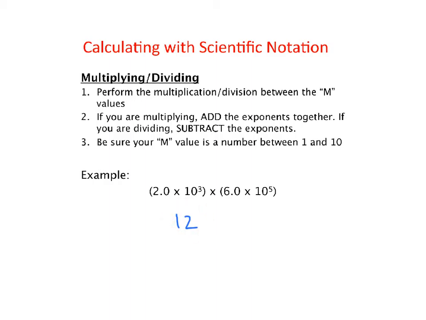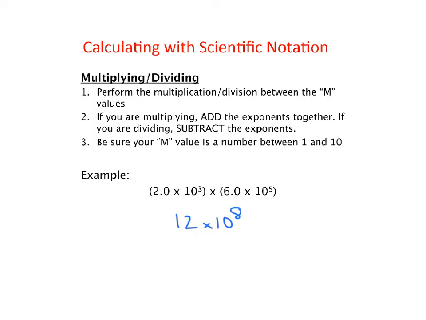Now, let's go ahead and add on the times 10. Since we're multiplying, we're going to take our two exponents, 3 and 5, and we're going to add them together. That means that my exponent is going to be times 10 to the 8th. All right, we're almost done. We have our sig figs. We know our math is correct, but it's not written correctly.